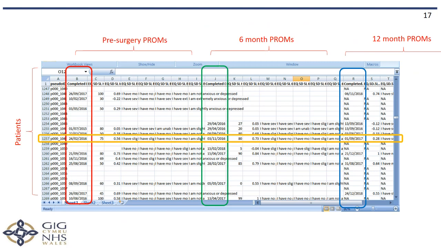So yeah, they completed their pre-surgery PROM in February 2016. They had their surgery in May 2016, and they completed their 6-month PROM in November 2016, which is pretty much bang on 6 months after the surgery, so that's great. But if we look at the 12-month PROM in the blue column, they actually completed it in September 2017, which isn't 12 months after surgery, it's actually 16 months after surgery.